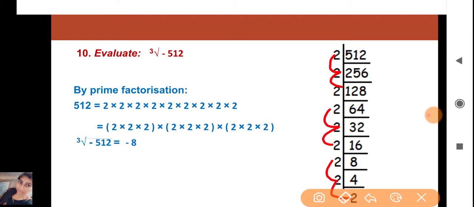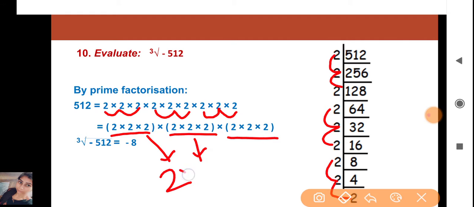So that means I'm getting 3 pairs of 3 groups of triplets. So 1 2 3, this will be in one group, the next 1 2 3 is in another group, and the last 1 2 3 is in another group. So from here I'll take 2, from here I'll take 2, and from here I'll take 2. So 2 2s are 4, 4 2s are 8.